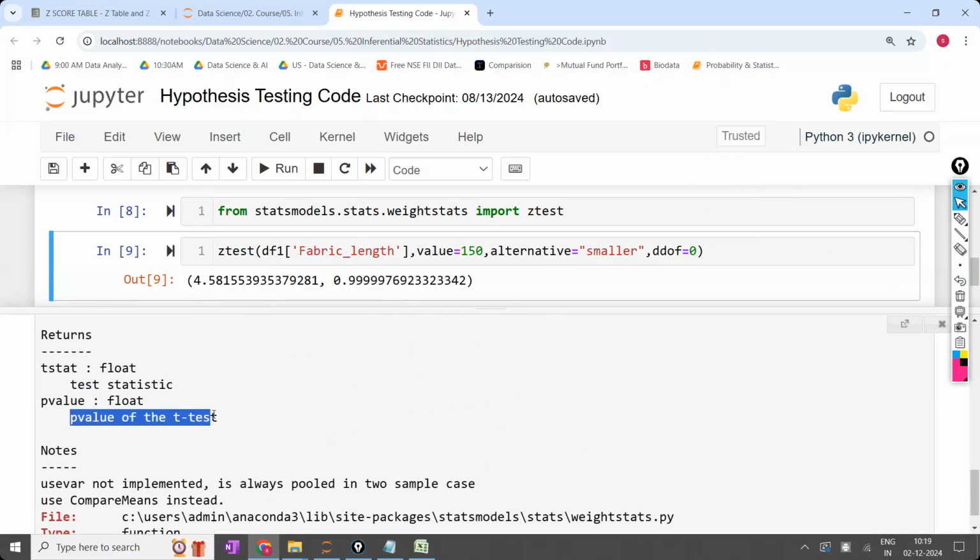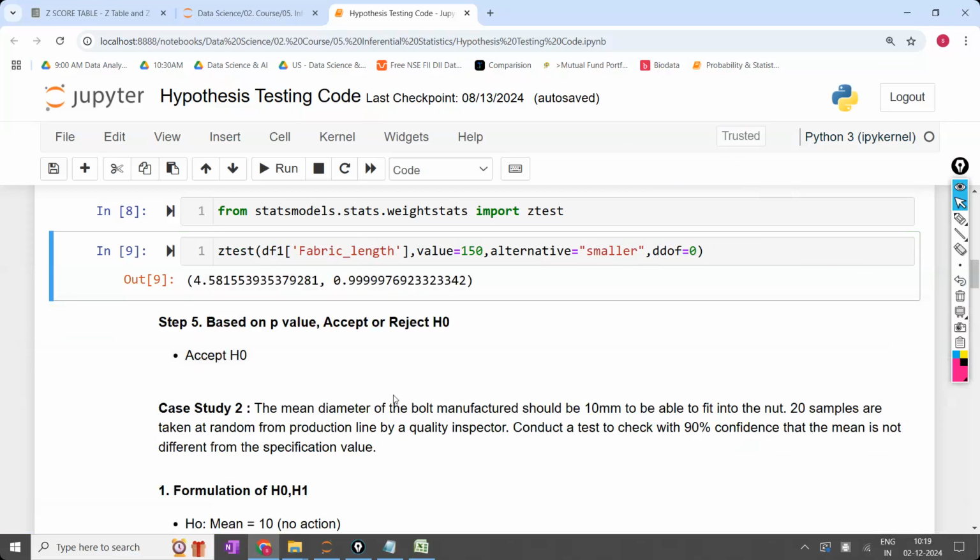So this function will return. Do you remember the return in functions? Functions can return one value, functions can return multiple values. Now this function is going to return one value or multiple values? Multiple values. What are the two values? One is the test statistic value. That is after substituting in the formula, you got 4.59. And based on that value, you are going to calculate the p value.